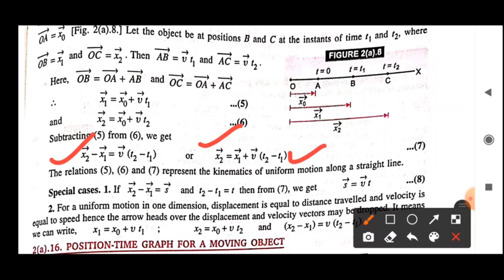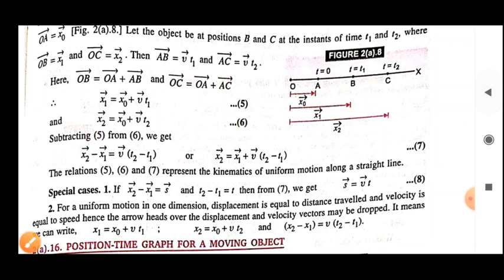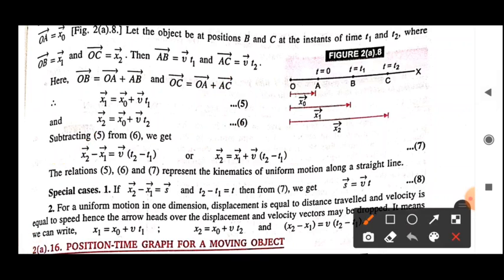So I think this is now clear, and here you can see equations 5, 6 and 7. These equations are called the kinematics of uniform motion along a straight line. We use these to find the displacement or position of the object. Let's see some special cases here.